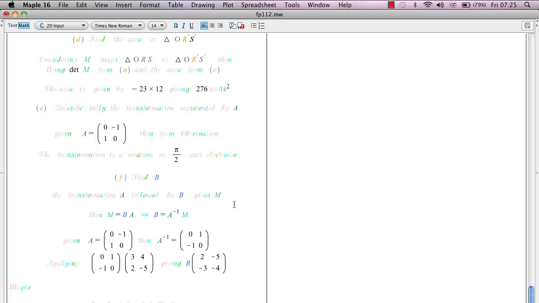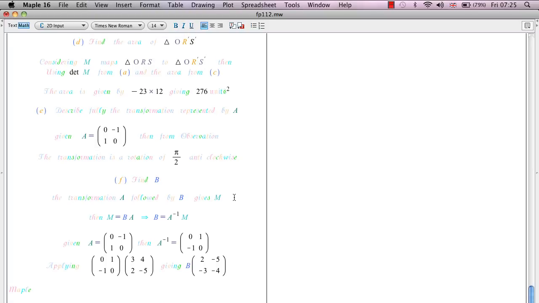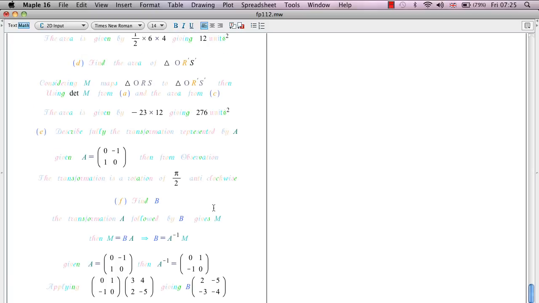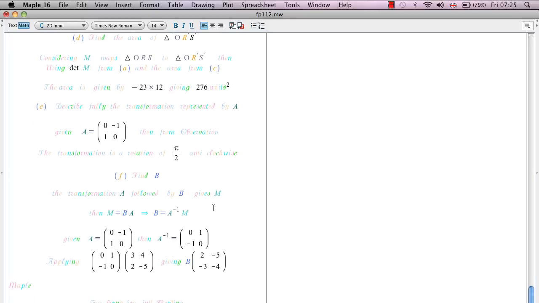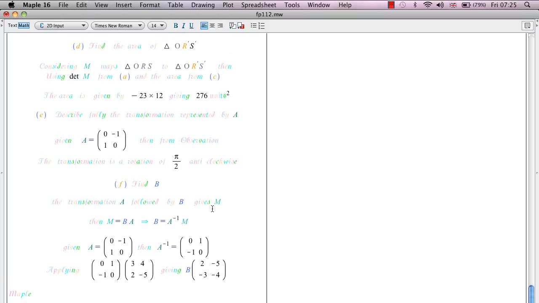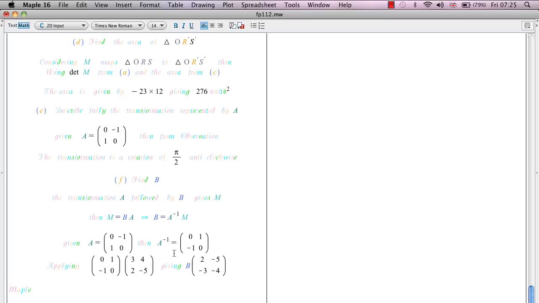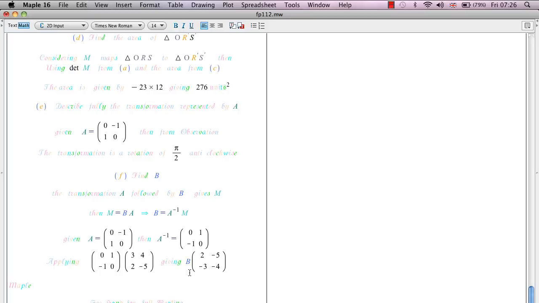So considering B for the final part, as M is represented by A followed by B, then multiplying both sides by the inverse of A, B will be the inverse of A times M. So applying the inverse of A, considering the inverse of A and applying the inverse of A times M gives the required matrix for B.